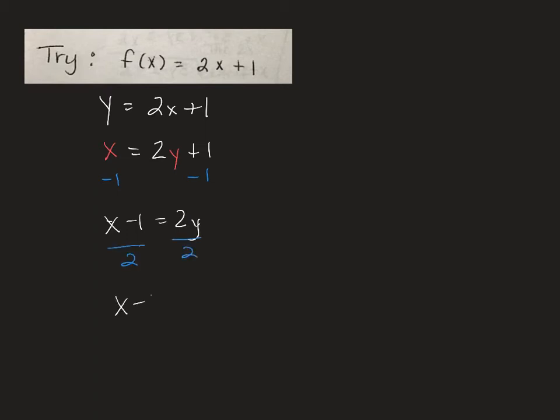Okay, so to do this one again, let's write it as y equals 2x plus 1. Let's switch the x and the y. So this now reads x equals 2y plus 1. Let's solve. Minus 1. X minus 1 equals 2y. Divide by 2. X minus 1 over 2 equals y. So you tell me g of x is going to equal x minus 1 over 2. All right. How are we doing with these?